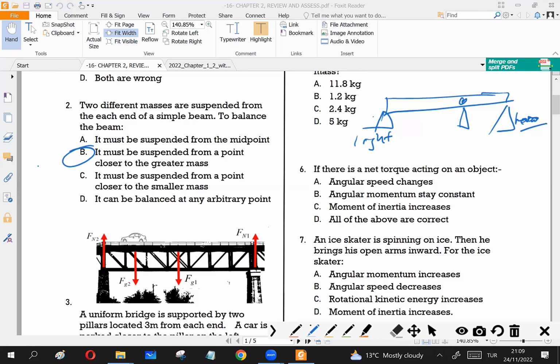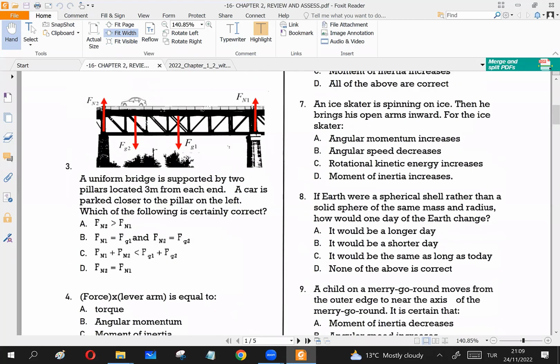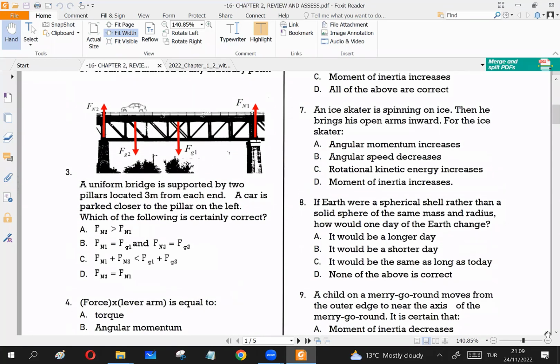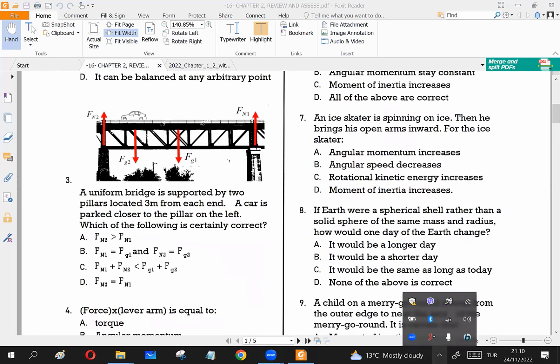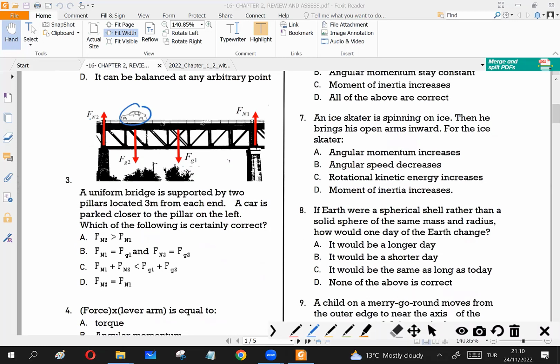Clear? Okay. And next one, question number 3, is about a car parked on a bridge. A uniform bridge is supported by 2 pillars, located 3 meters from each end. A car is parked closer to the pillar on the left. Yes, here is the car, seen here. Which of the following is correct?